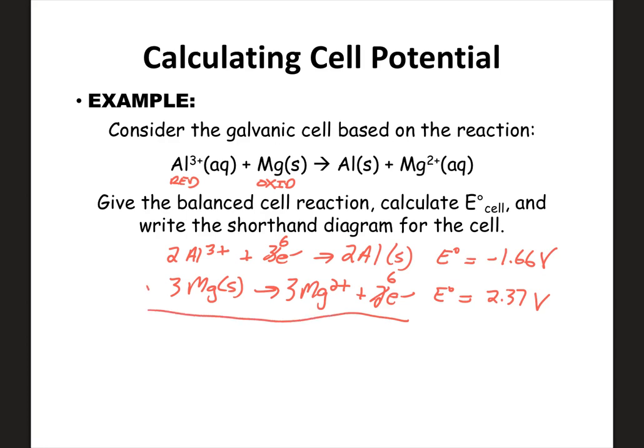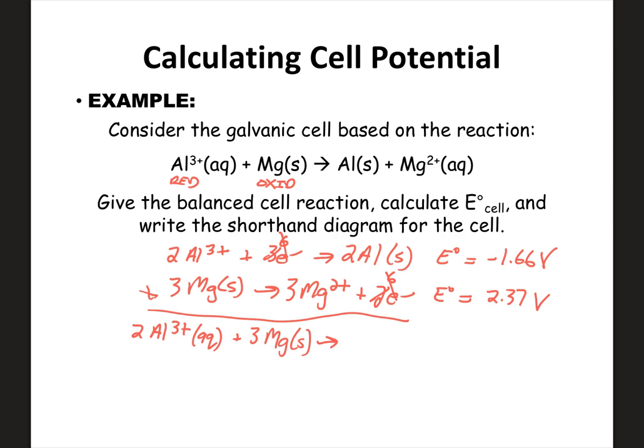So now I'm ready to add up this reaction here to get the overall balanced cell reaction. Obviously, the electrons cancel out, which is the point of this. So I have, in this case, 2Al3+, realize this would be aqueous, plus the 3 magnesium solid here. These phases are important because this is essentially telling you what the charge of these things is going to be. So the magnesium solid here is a 0 charge essentially.